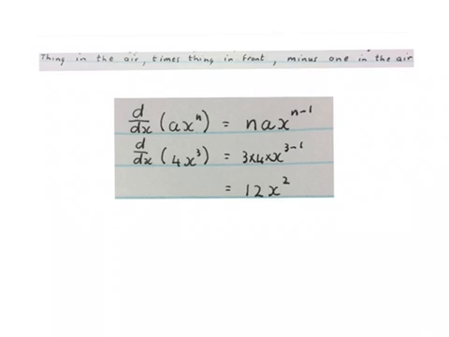I want you to learn a little rhyme. Thing in the air times thing in front minus 1 in the air. Say it with me. Thing in the air times thing in front minus 1 in the air. You'll find out what that means as we go through the video, and at the end of the video, please say this rhyme to yourself a few times.